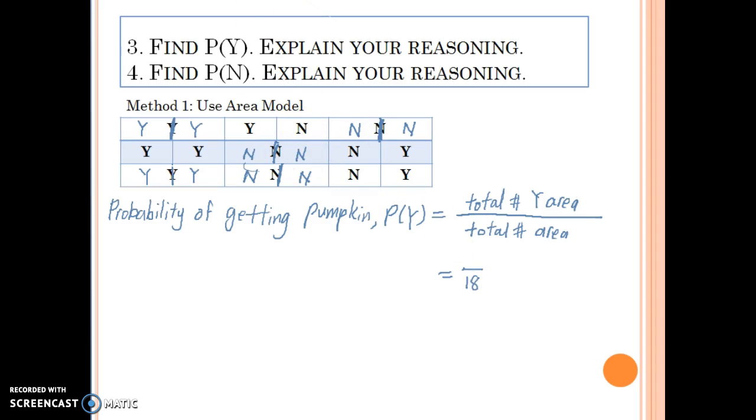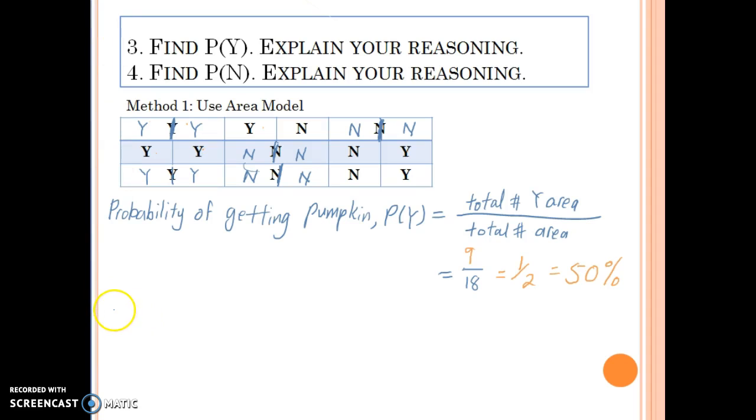And for the total Y area, you will count the Y. 1, 2, 3, 4, 5, 6, 7, 8, 9. So 9 over 18, remember to simplify it, so it's 1/2. So there is a 50% chance that you could get a pumpkin. I think a pretty fair maze.